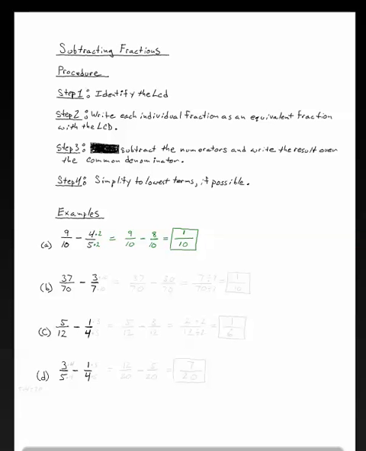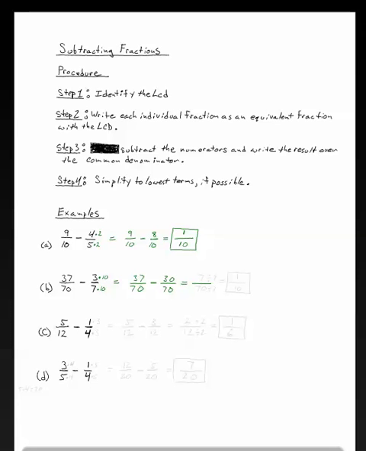For example B, we have 37 over 70 minus 3 over 7. And at first this problem may look difficult, but when we look at the 70 and the 7, our two denominators, we notice that 7 times 10 is 70. So we simply multiply the 3 by 10 as well, and this gives us the new problem, 37 over 70 minus 3 times 10 is 30 over 7 times 10 is 70.